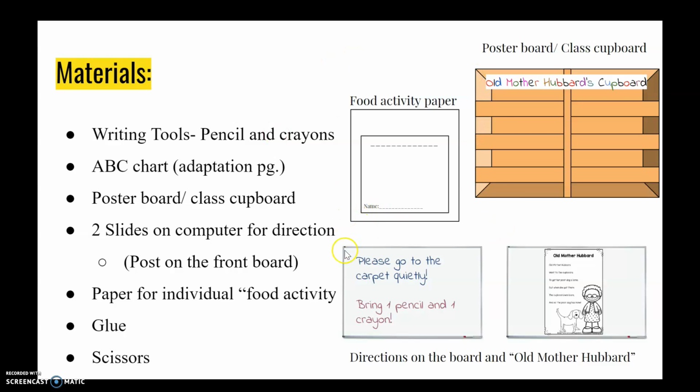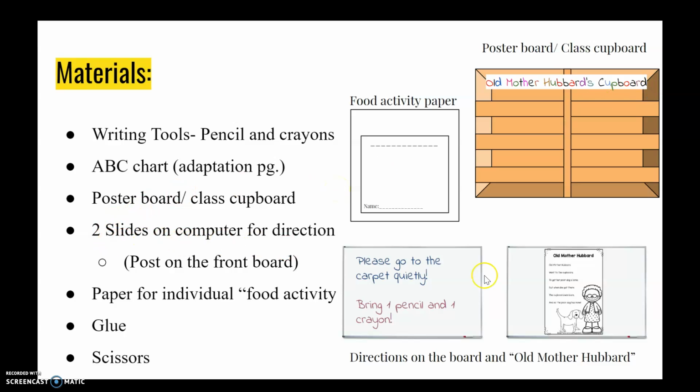These are quick little pictures of what I will be using. There's some further along as well, but this kind of gives an idea. So they'll need their writing tools, a pencil and a few crayons, an ABC chart, which is on a different page because that's for their adaptations. And their poster board is right over here. And the reason why this is all different colors, it kind of gives you an idea of what it would look like after they are done, because each student is going to be participating in writing the title.